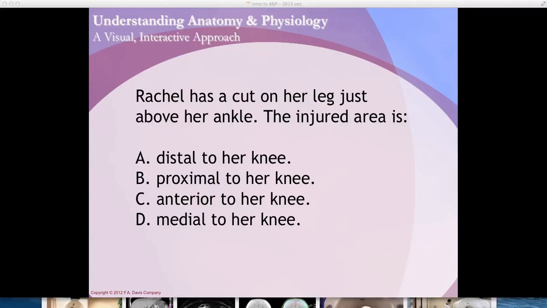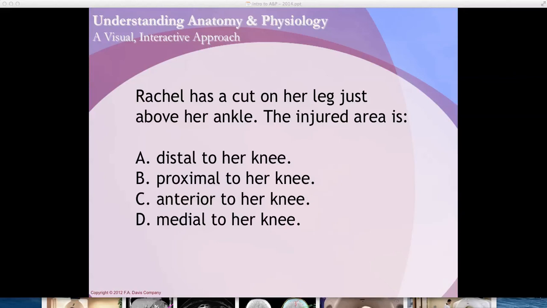All right, guys, so let's think about this question for just a second. Rachel has a cut on her leg just above her ankle. These are what your questions are going to kind of look like. Some of them are just going to be regurgitation of information on the exam and very factual based, but some of them you're going to have to really think about. Okay, so Rachel has a cut on her leg just above her ankle. The injured area is, so cut on her leg just above her ankle.